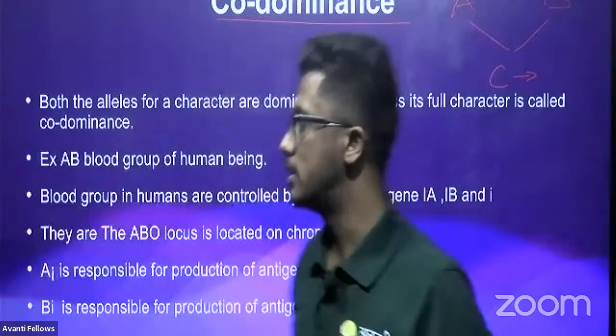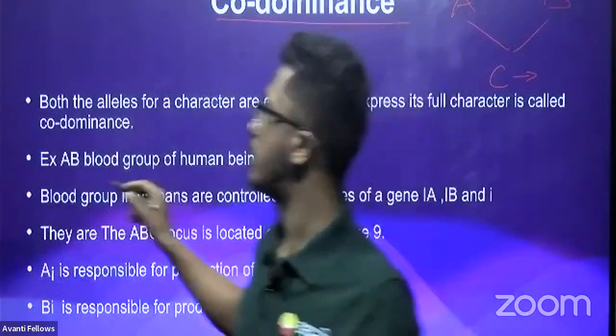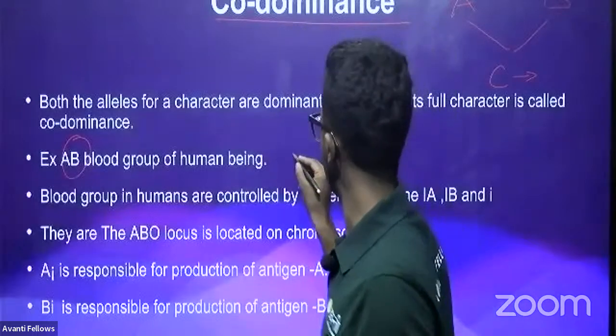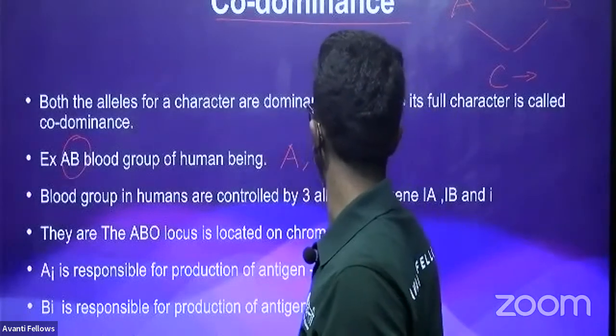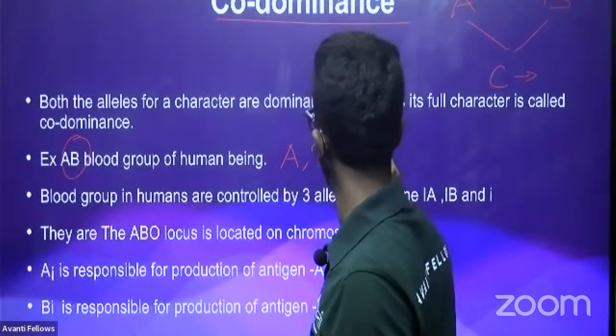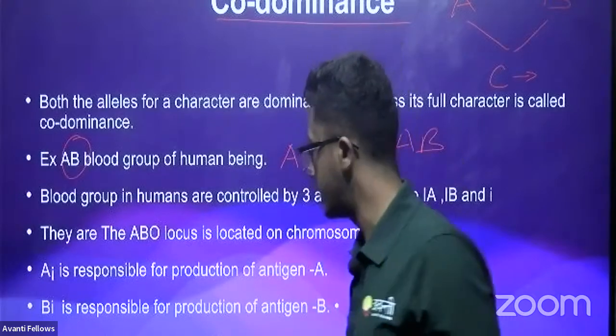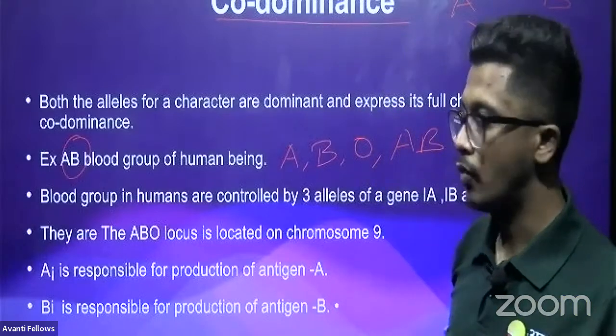The example is human blood group. In human blood group, we have four types of blood groups: A blood group, B blood group, O blood group, as well as AB blood group. Now, what are these blood groups?